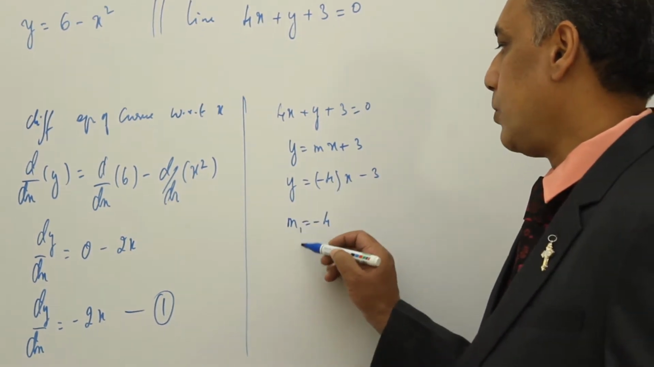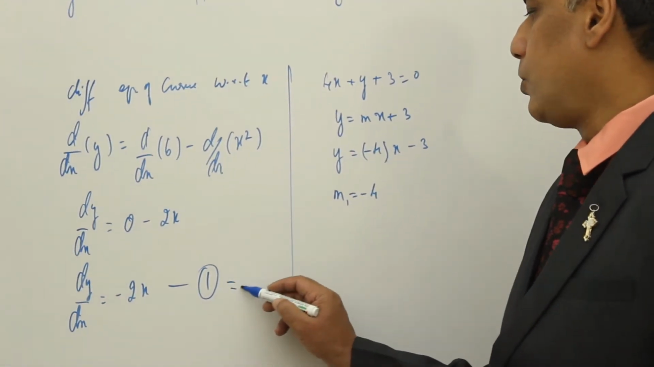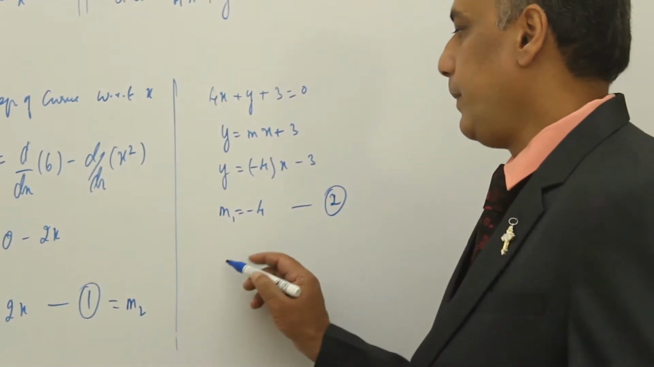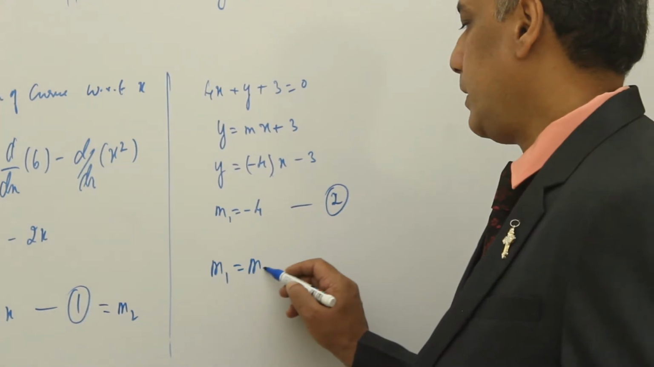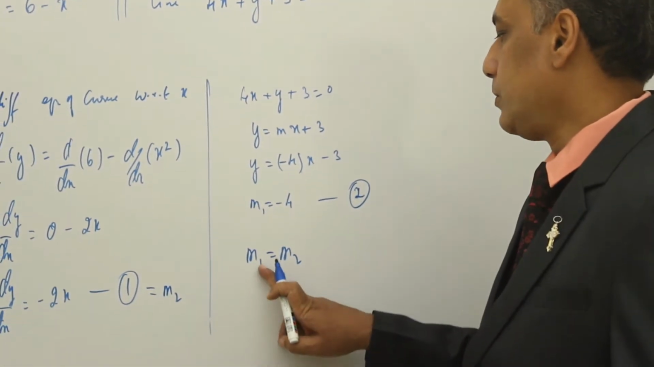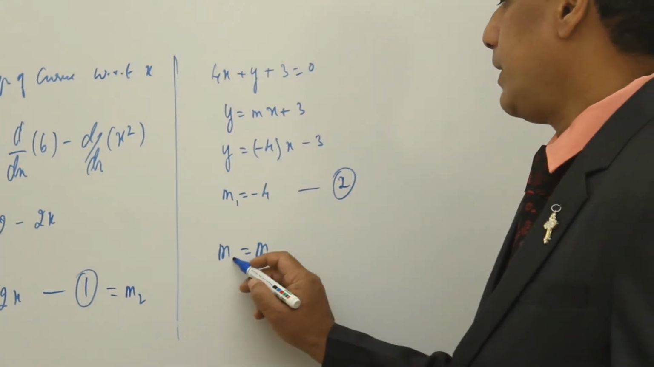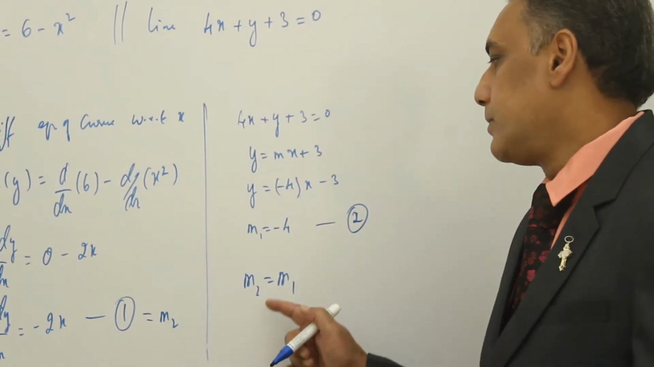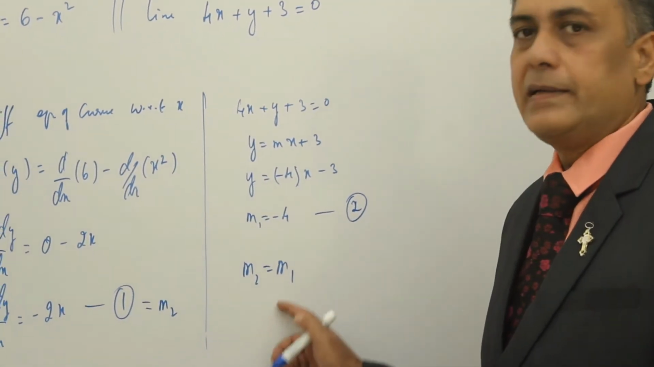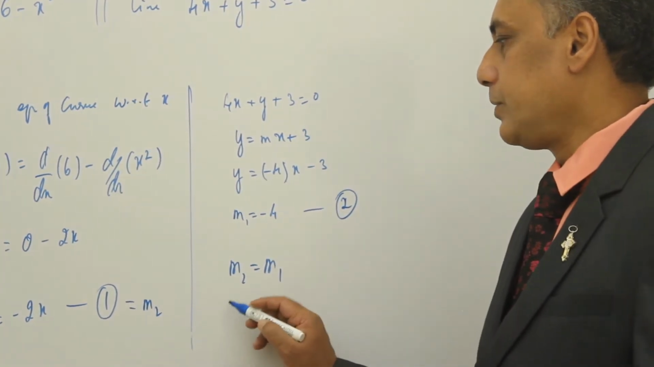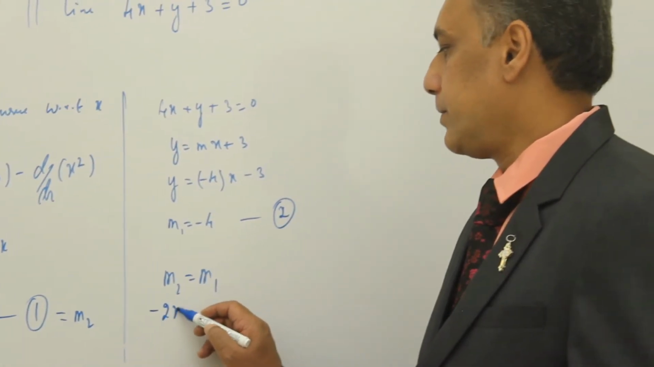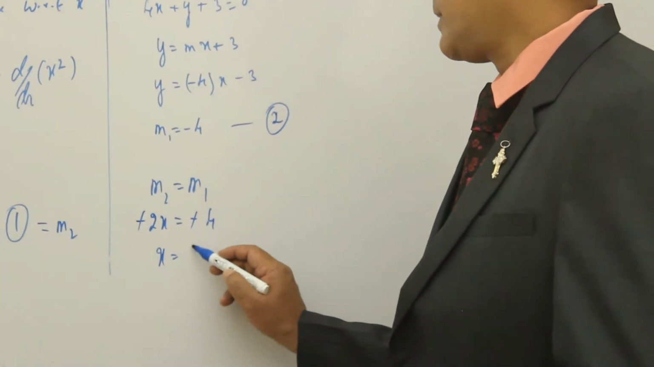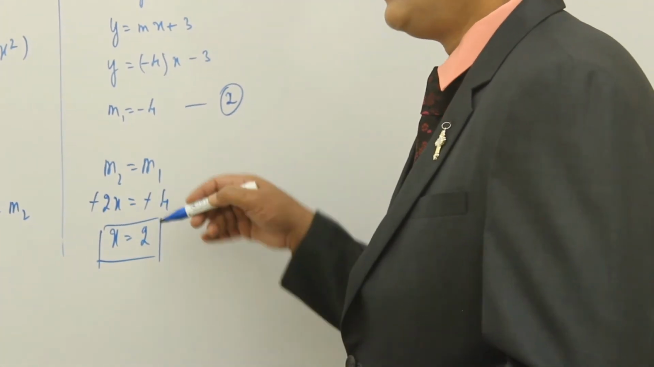So if you take this slope as m1 and this you take as slope m2, this is equation 2. So m2 equal to m1, because the slopes of parallel lines are equal. So the slope of the tangent and the slope of the given line are equal. So equating, minus 2x equal to minus 4. This minus and minus gets cancelled. Therefore, x is equal to 2. So you got the value of x.